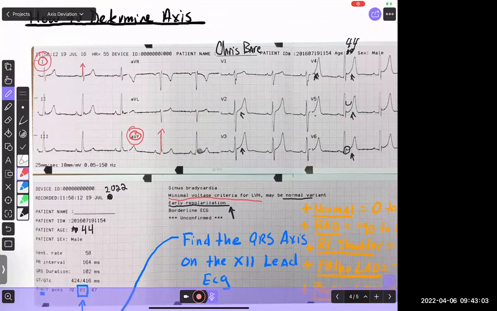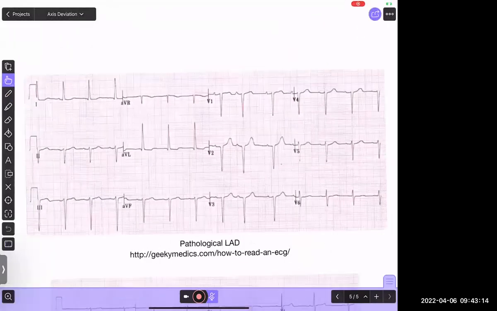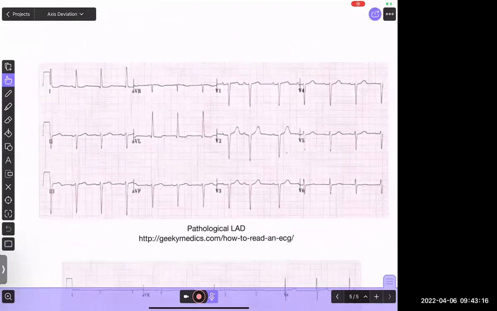All right, so let's see. What's next? Let's do some more practice. Without looking at the limb leads, you can get the general gist of what's going on in these 12 leads. You can get a down and dirty estimation of axis. So let's look at this 12 lead.